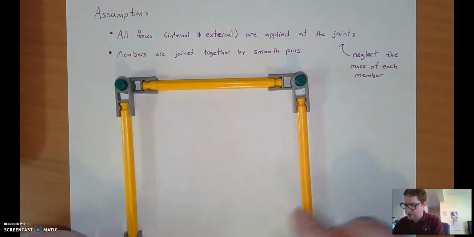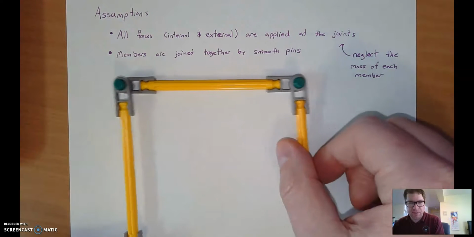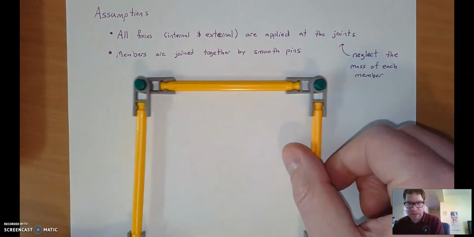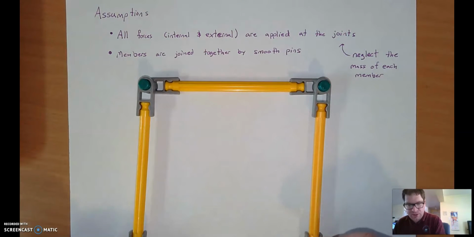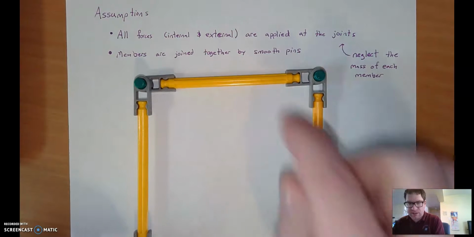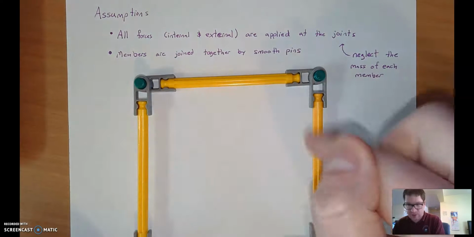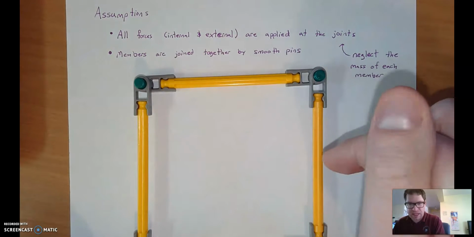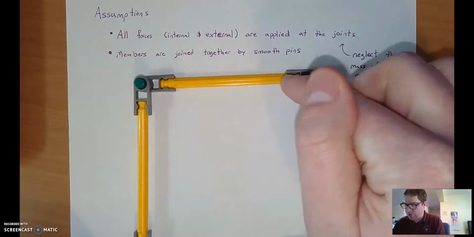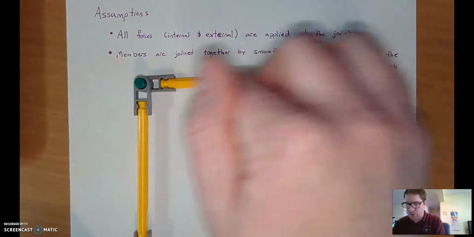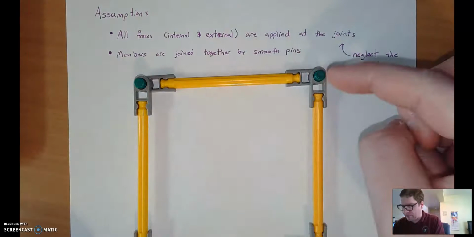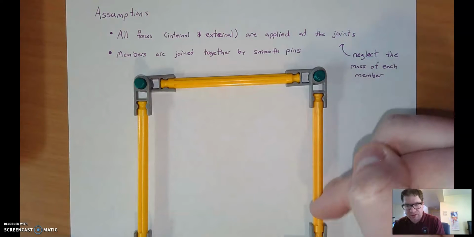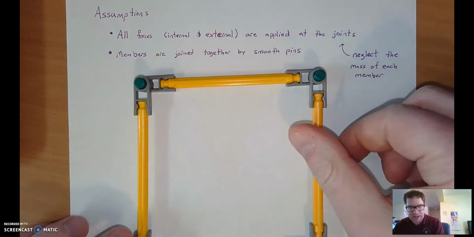Also, you probably noticed when I pushed on this it rotated. That's because members are joined by smooth pins. We do this so that each of these members is now a two-force member. If you remember, two-force members have a special property in that we know the force in that member is only along the line, it's axial, so it just follows the member's direction. So it simplifies our analysis.